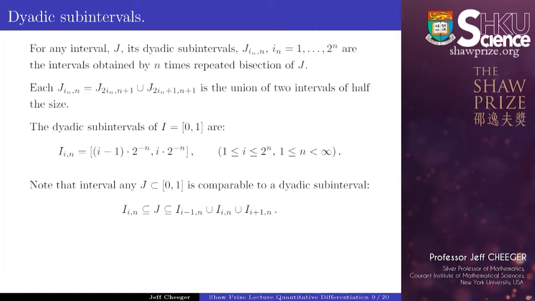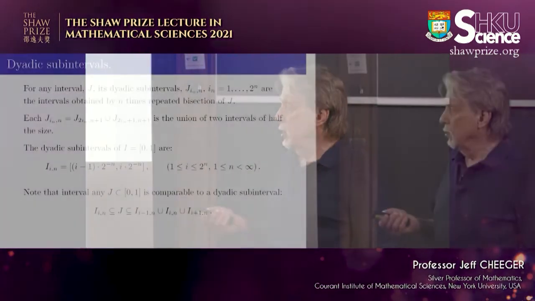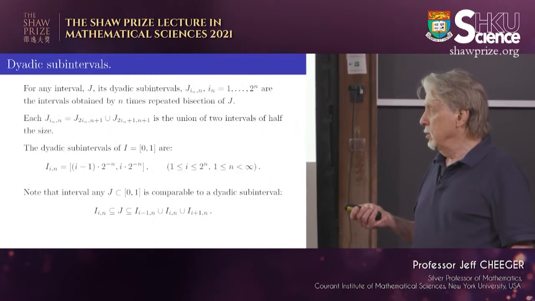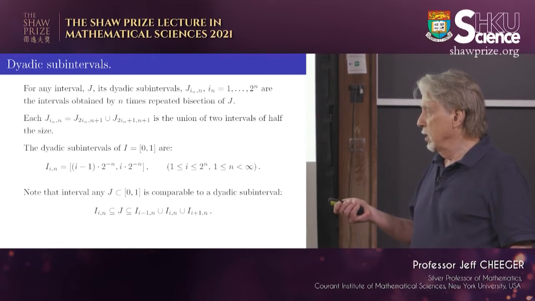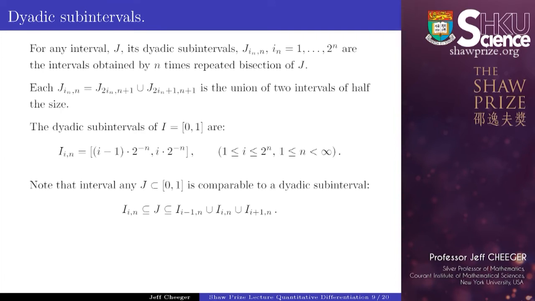So in particular, for our interval 0 to 1 that we're denoting by I, the various dyadic subintervals are given explicitly in this way. And notice that n can have any value between 1 and infinity, depending on how many times we bisect. Also, why are we considering dyadic subintervals as opposed to just arbitrary subintervals? Well, basically it's enough to consider dyadic subintervals because any interval J is comparable to dyadic subintervals in this sense. So we can find one that approximates it best from the inside, and we only have to expand it slightly to get something that contains it. So we may as well just consider dyadic subintervals rather than arbitrary ones, and that simplifies our discussion.